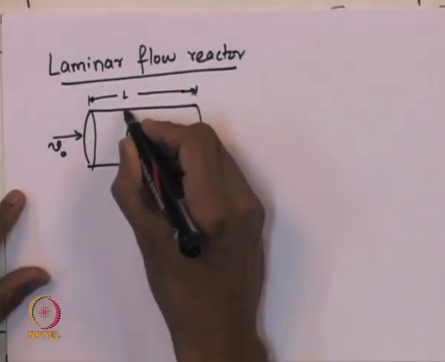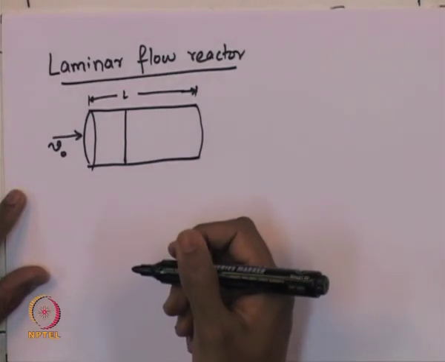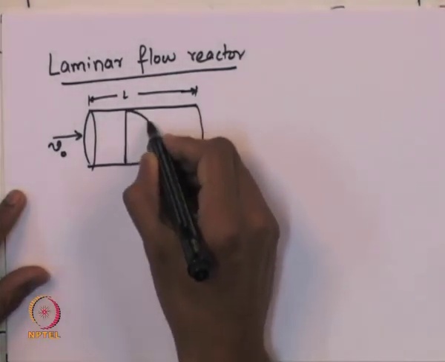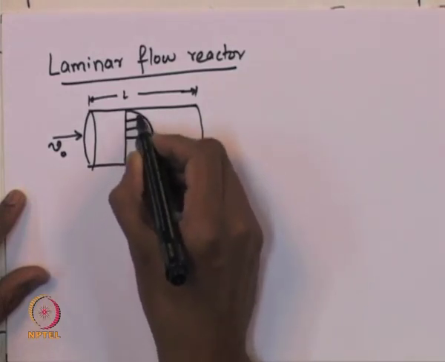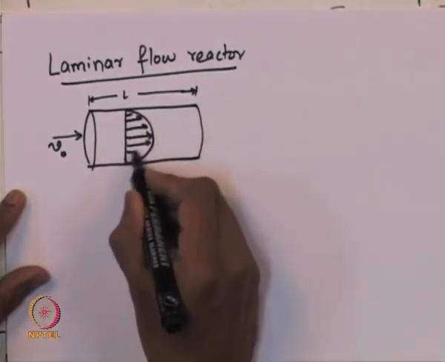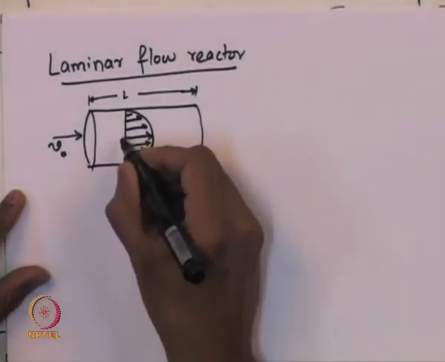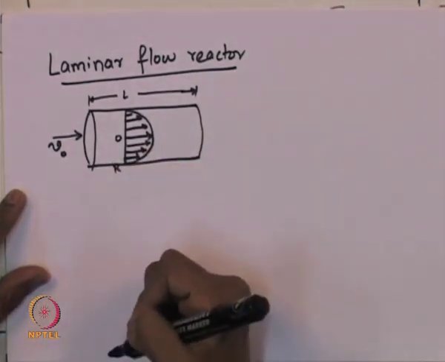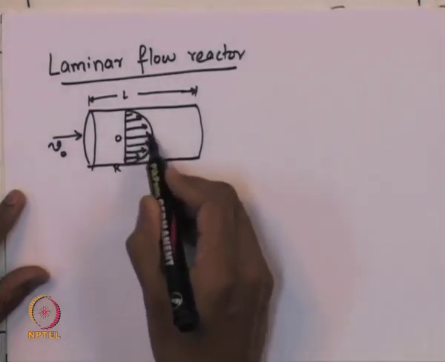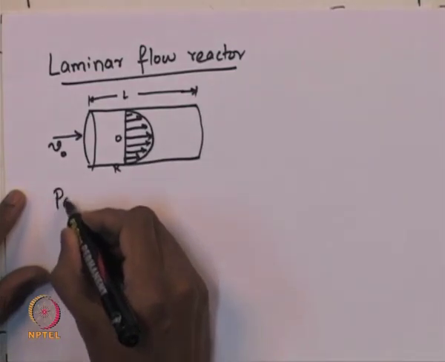Then the velocity profile of the fluid in the radial direction will be parabolic, with maximum velocity at the center, and all the other fluid streams flowing at any other r location will be smaller than the maximum. So, this is r equal to 0 and this is r equal to capital R, which is the radius of the cylindrical tube. So, the maximum velocity will be at the center.